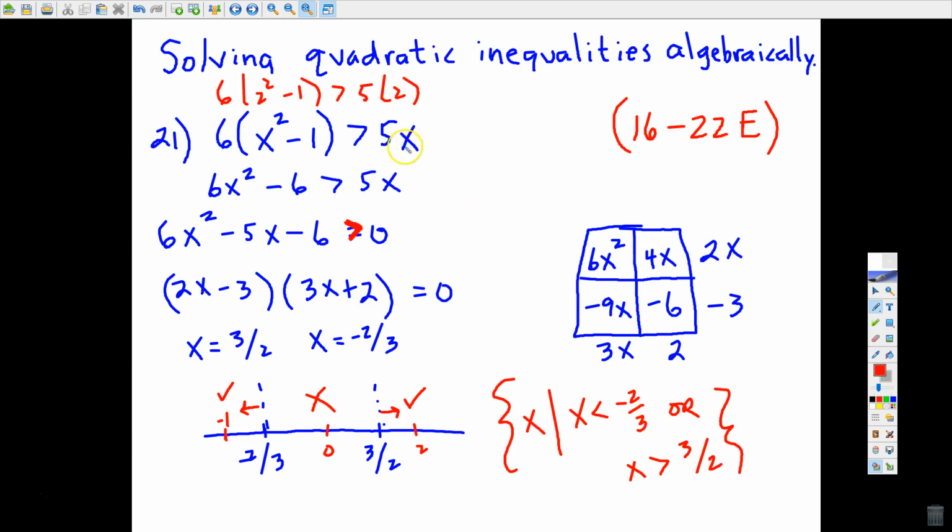And then just one final thing, if this had said or equal to, of course, then both of these would be or equal to.